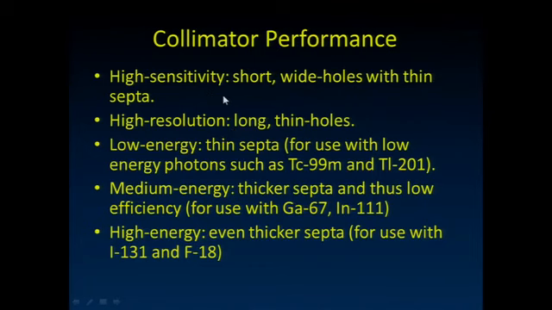So what are high sensitivity cameras? Well, they're ones that allow us to collect as much as possible of the radiation. They tend to have short, wide holes with relatively thin septa. High resolution collimators have long, thin holes. Low energy collimators, if you're going to image things that have relatively low energy gamma rays, the lead septa don't need to be nearly as thick. You don't have to worry as much about the high energy gamma rays that might penetrate through those septa. And the high energy ones, of course, have very thick septa.